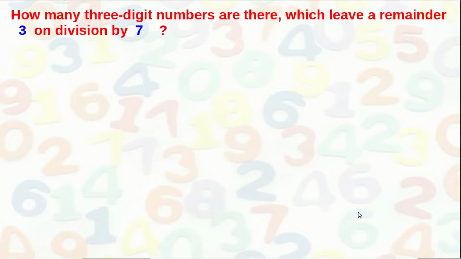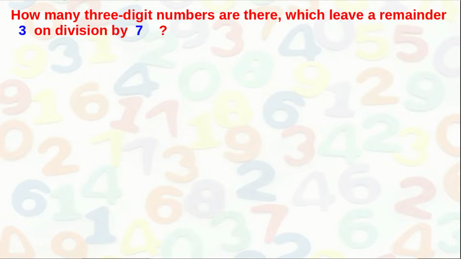Now the next problem. How many 3-digit numbers are there which leave a remainder 3 on division by 7? Here we have to consider only 3-digit numbers. That means numbers from 100 to 999 satisfying a condition. What is the condition? Leaving remainder 3 on division by 7.